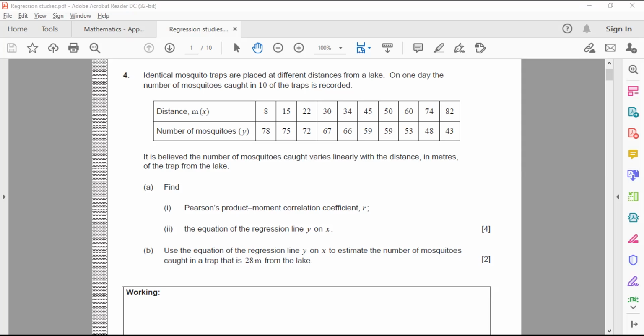Now, sir, one minute. Even I'm doing it. I'll show you in my Casio, right? Because this is the first time you are doing it, so I'll do it in my Casio. Just follow me: 78, 75, and then 72, 67, 66, 59, 59, 53, 48, and 43.